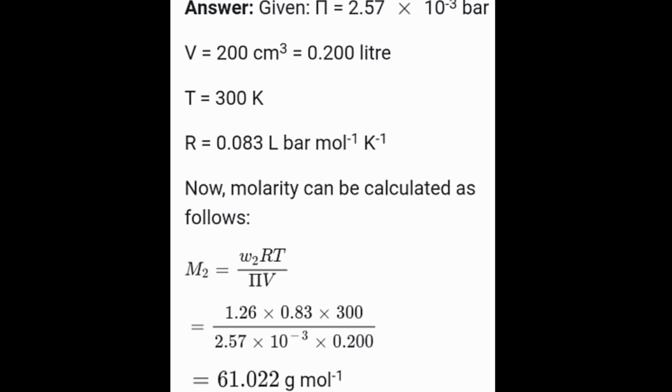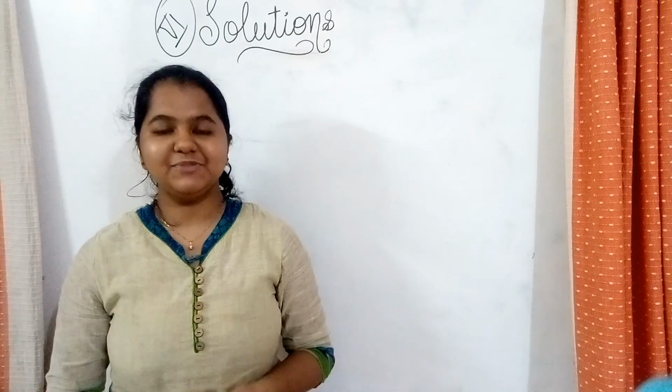Now we'll calculate the molar mass. M2 is equal to W2 RT divided by pi into V. We just arrange the equation so that we get the value of M2. That is equal to 1.26 into 0.083 into 300 divided by 2.57 into 10 raised to minus 3 into 0.2. So, after calculations, the answer would be 61.022 grams per mole.